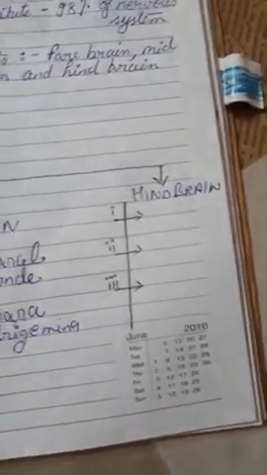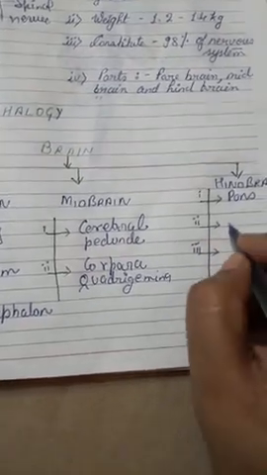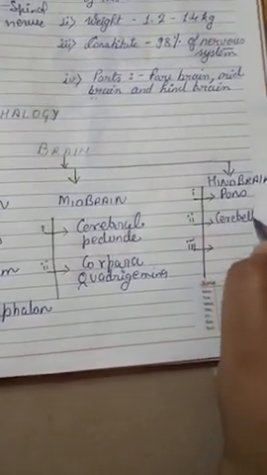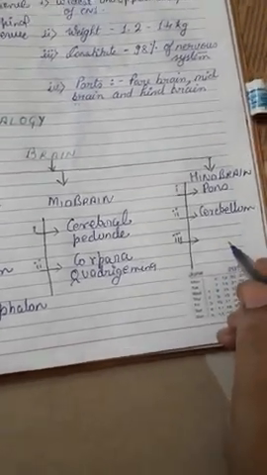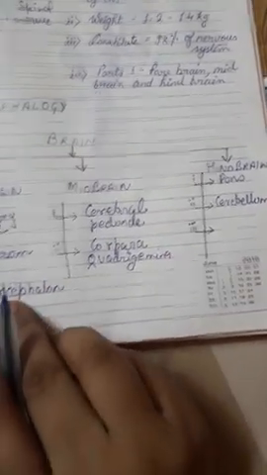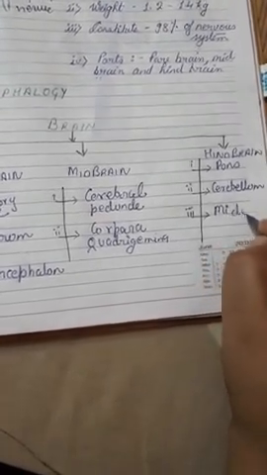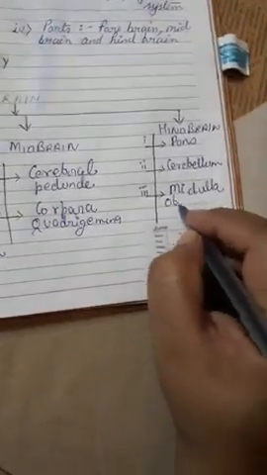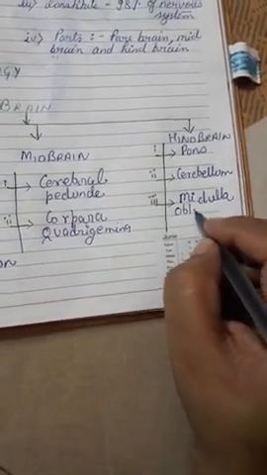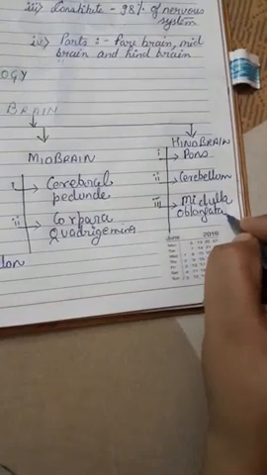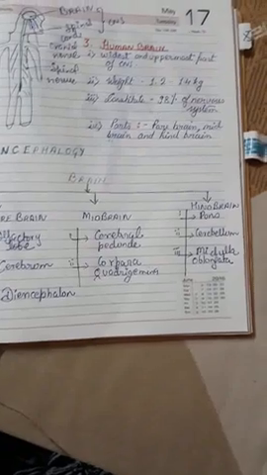Then the third part of your brain is the hindbrain, which is further divided into three parts. Pons. This is cerebellum. Don't get confused with cerebrum and cerebellum. Cerebrum is part of your forebrain and cerebellum is part of your hindbrain. And its third part is medulla oblongata. Okay, so these are the different parts of the human brain.